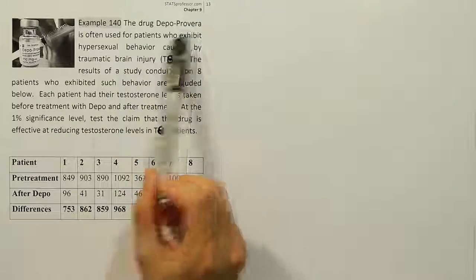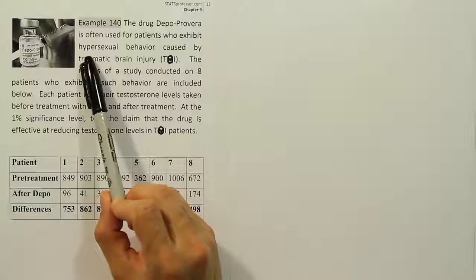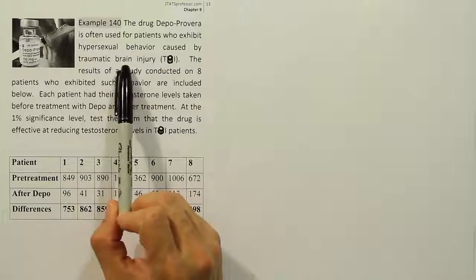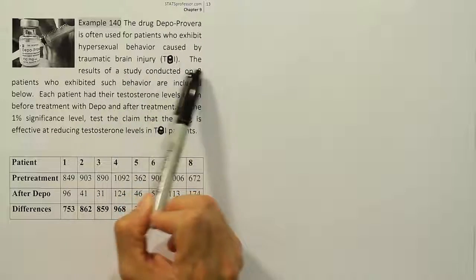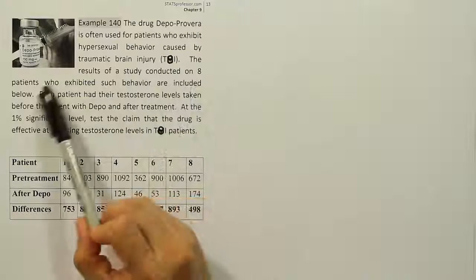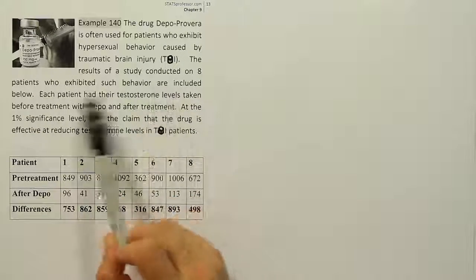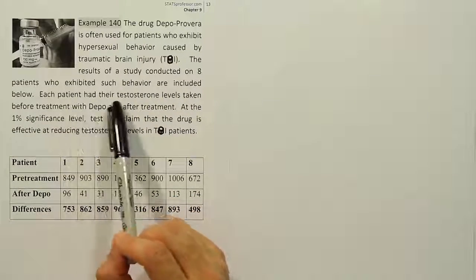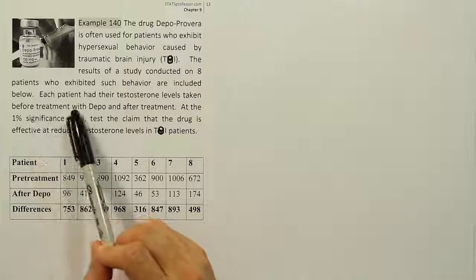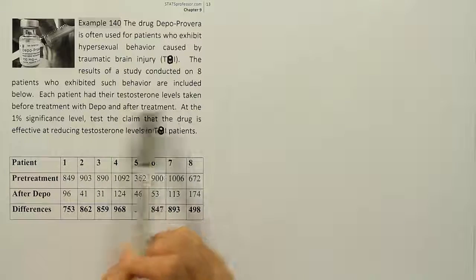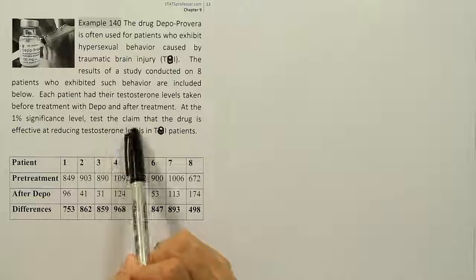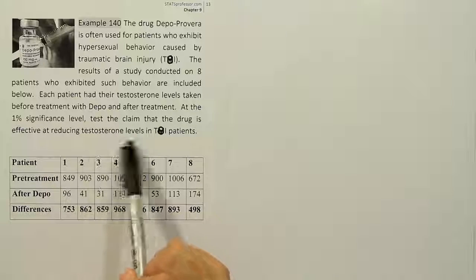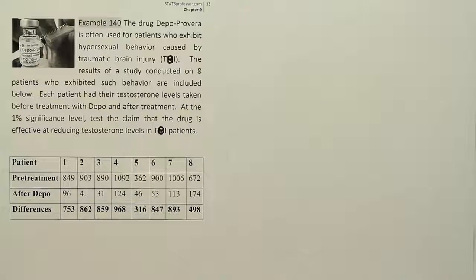The drug Depo-Provera is often used for patients who exhibit hypersexual behavior caused by traumatic brain injury, TBI. The results of a study conducted on 8 patients who exhibited such behavior are included below. Each patient had their testosterone levels taken before treatment with Depo and after treatment. At the 1% significance level, test the claim that the drug is effective at reducing testosterone levels in TBI patients.